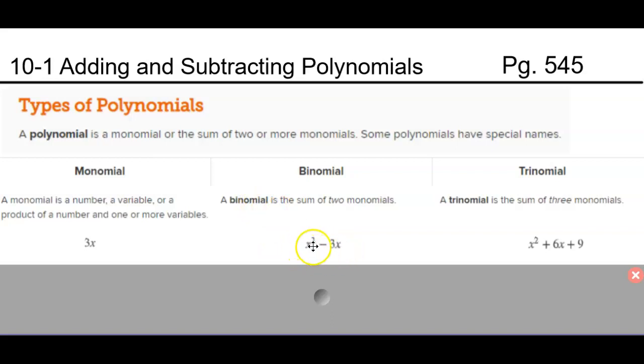Binomials have two terms separated by a plus or minus sign. So x squared minus 3x, this would have two terms, so we call it binomial. Trinomial would have 3 terms, x squared plus 6x plus 9. This is 3 monomials added together. They are not like terms because this is x squared, this is the x term, and this is the constant.